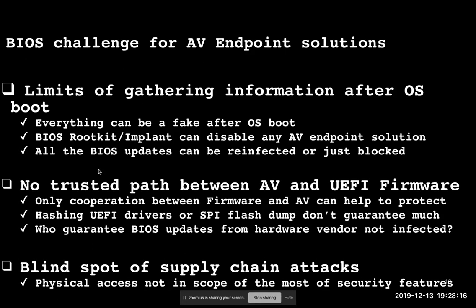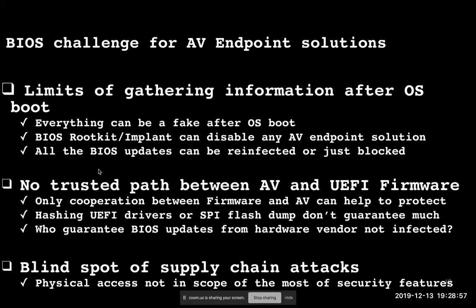Who guarantees the BIOS updates from the hardware vendor are not infected, right? Because it came from the website, it came from an FTP server, or you have an agent which basically says, when updates appear on demand, that you need to update your BIOS, right? And if the vendor is hacked, like in the ShadowHammer operation, which we'll cover a bit later, then you don't have any guarantee that this update came from the vendor, right?